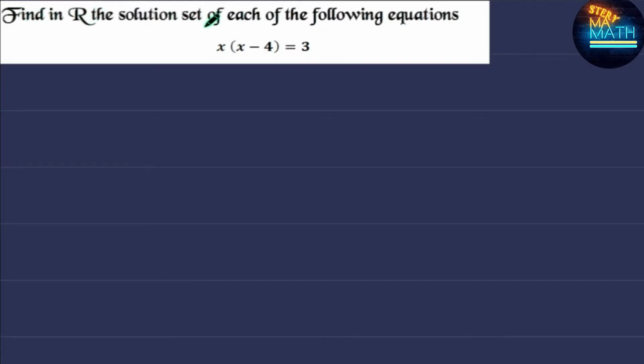Find in R the solution set of each of the following equations. x times (x minus 4) is equal to 3. And I have a question for you. Is that equation in the standard form? You're right. It's not in the standard form ax squared plus bx plus c is equal to 0.